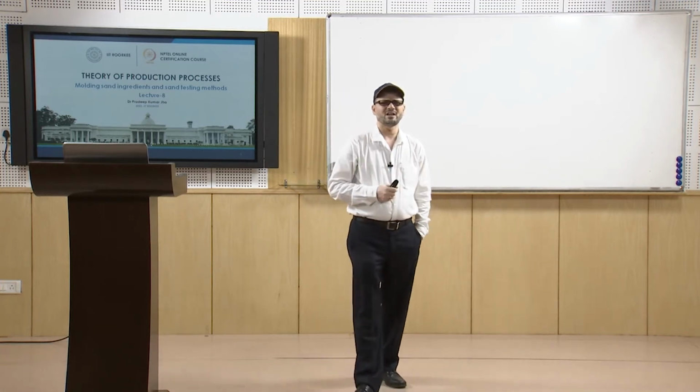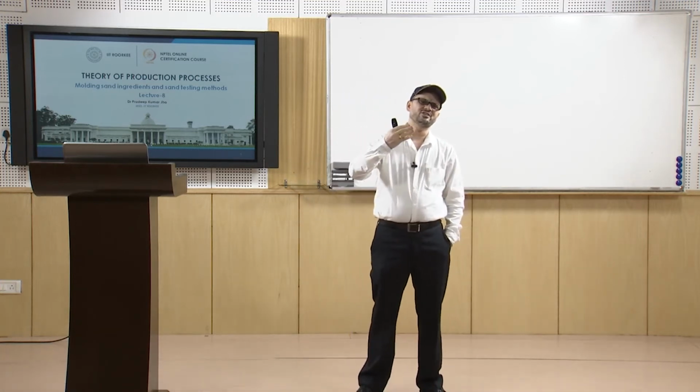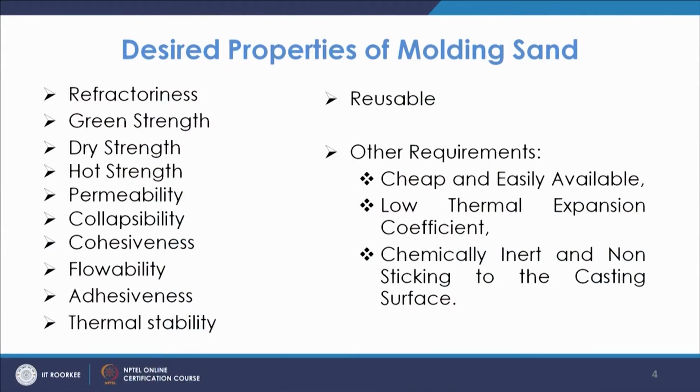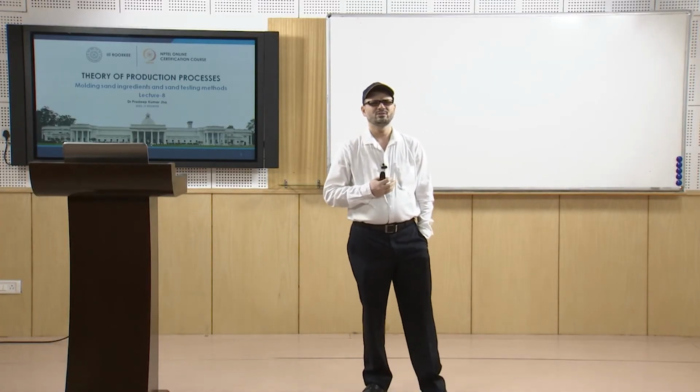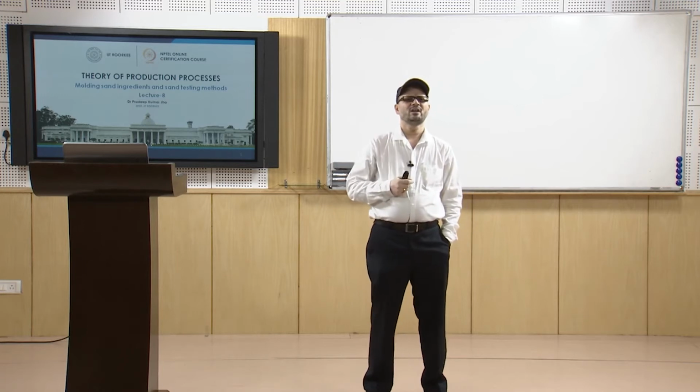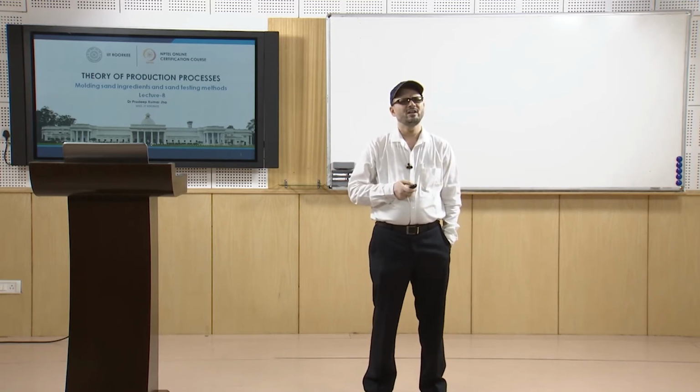Other requirements are that it should be cheap and easily available, it should have a low thermal expansion coefficient, and it should be chemically inert and non-sticking to the casting surface. So, these are the different requirements, the desired properties of a molding sand.